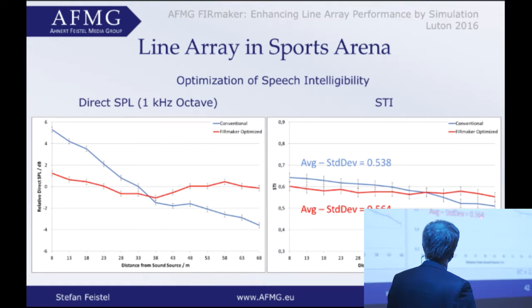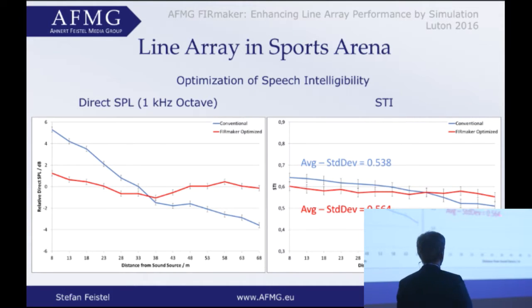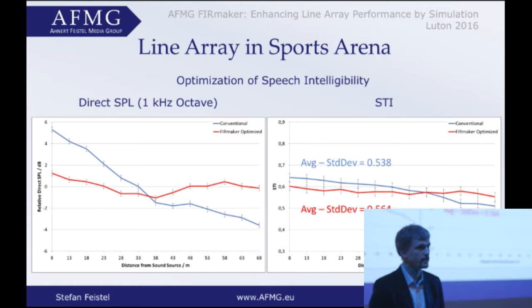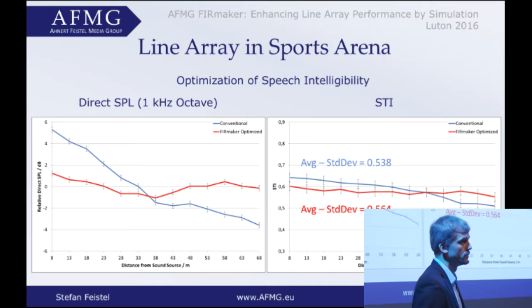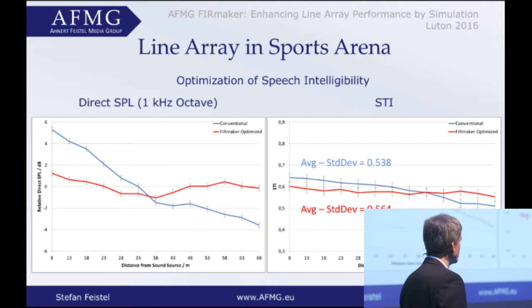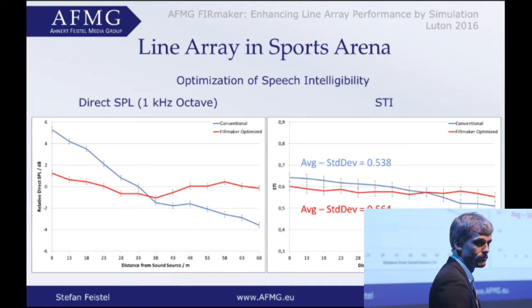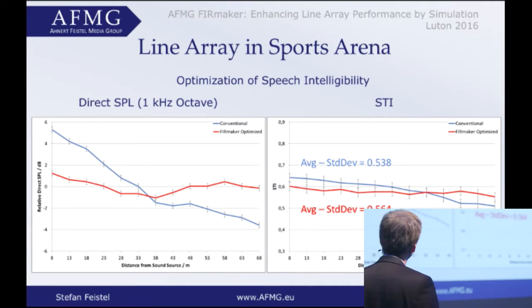And that number is greatly increased because our standard deviation has become so small. So now the average STI minus its standard deviation is higher than before. And this could be the turning point here, 0.56 and 0.54 in the STI, that can be a go or no go. Yeah. Is this still measured on the floor? Yes, not ear height. Yeah. But it's just an illustration. I think the point is made.